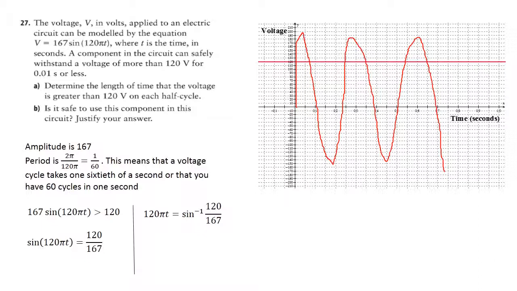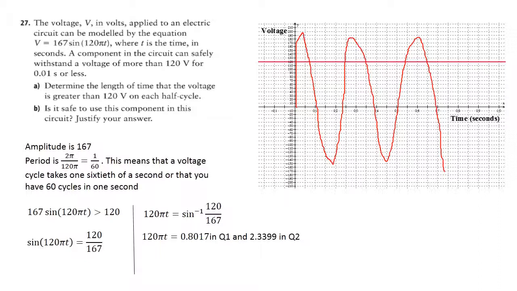When you have the sine of something being equal to something else, then that thing that you took the sine of would be equal to sine to the minus 1 of 120 over 167. So why don't we continue solving this and say that 120 pi t is therefore equal to 0.8217.